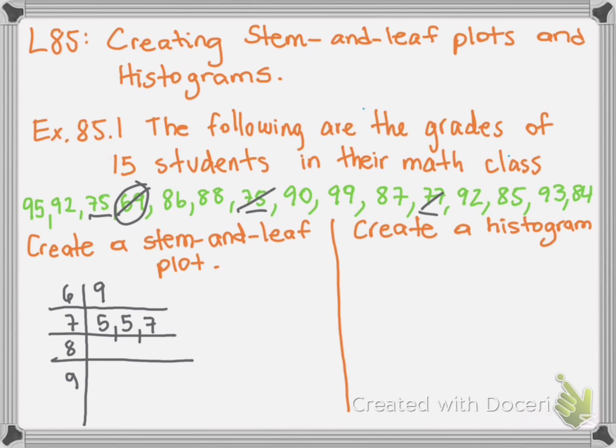Now that we have the 70s, we go to the 80s. We have 86 and 88, 87, 85, and 84. So we have 84, 85, 86, 87, and 88. So we have 5 80s, and we are done.